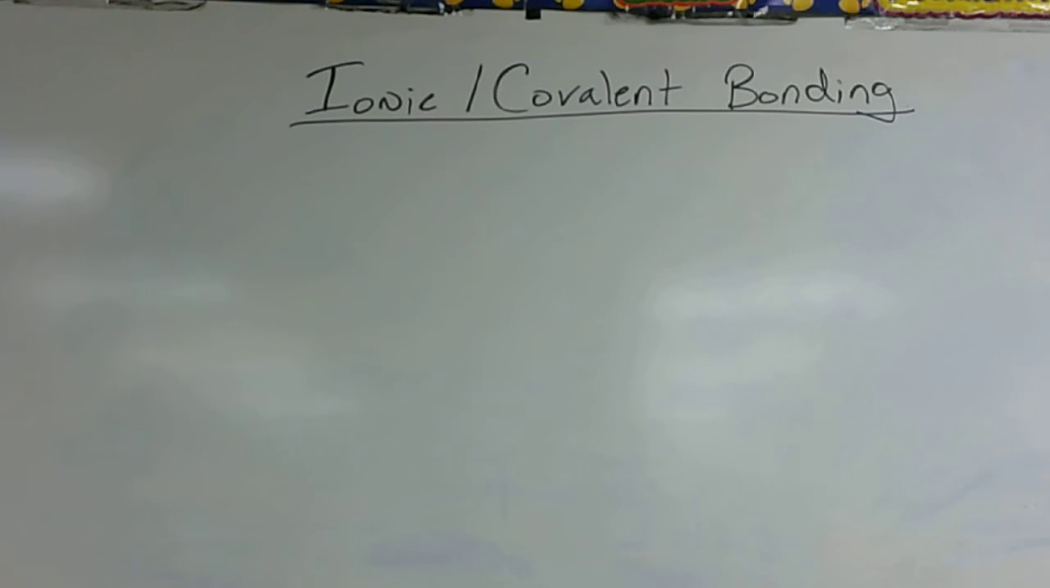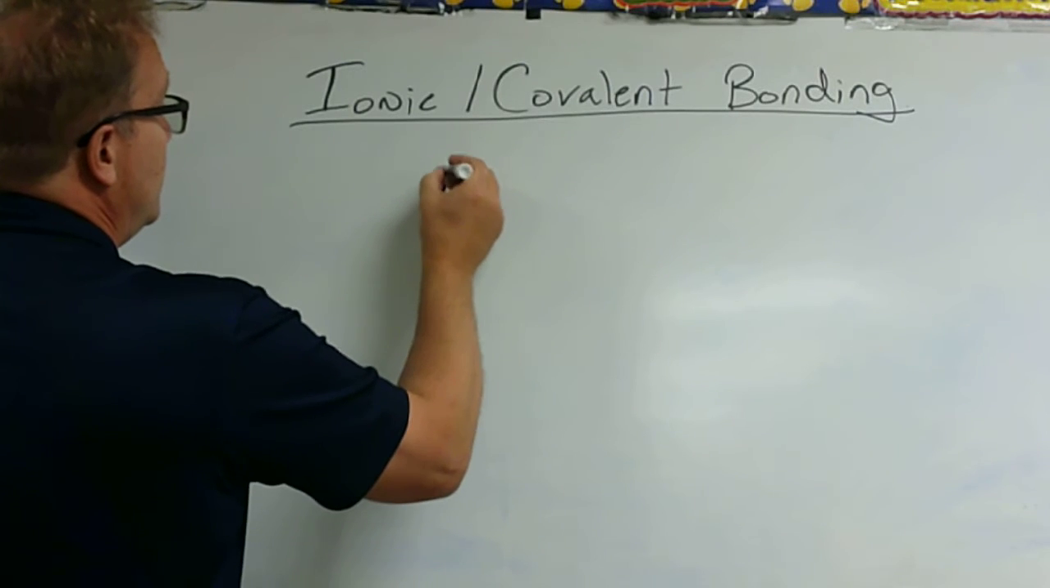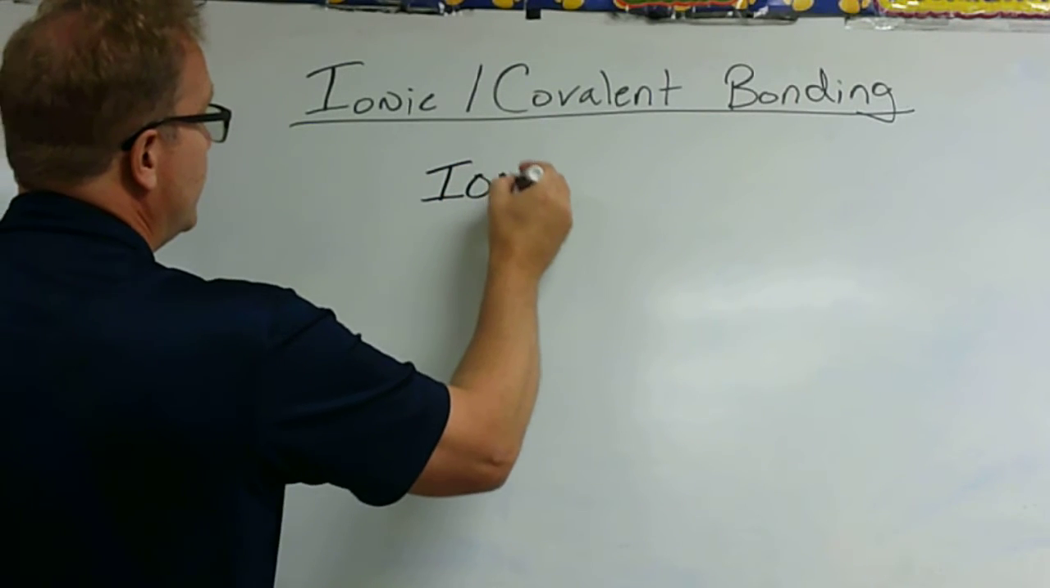This is about ionic and covalent bonding. It is actually kind of easy. It does take a little bit of practice. First of all, we're going to do the ionic bonding.